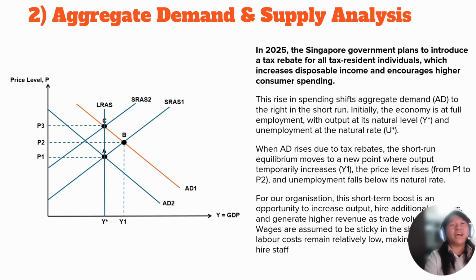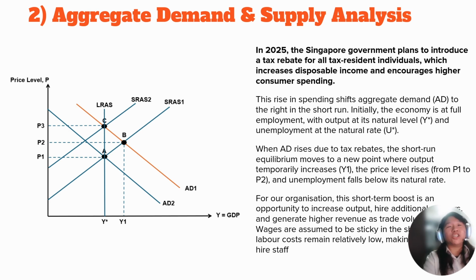Now that we have looked at how the broader economy moves, let's explore how government policies can influence it. In 2025, the Singapore government plans to introduce a tax rebate for all resident individuals. This will increase disposable income and encourage higher consumer spending, shifting aggregate demand to the right in the short run.